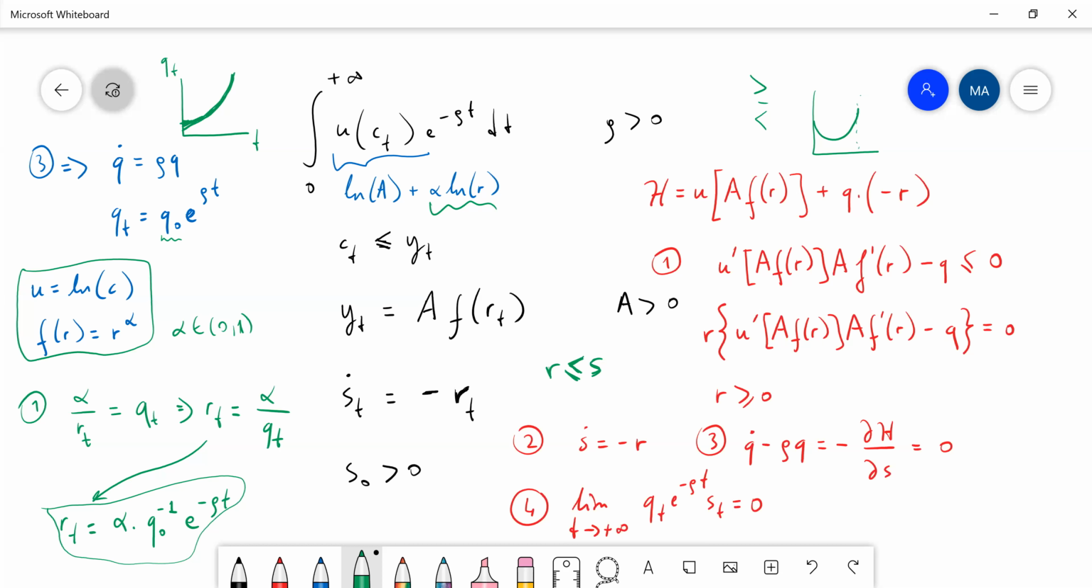So then, if I know R_t at every point in time, I can write how S_t changes in time, right? Because now I have S_t dot being equal to minus alpha Q0 to the minus 1 e to the minus rho t. Okay? Now, what about the transversality condition?